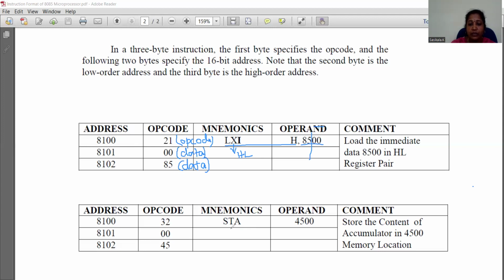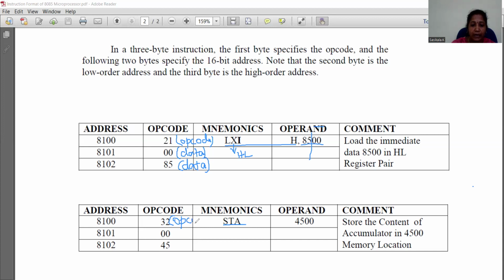Next comes another instruction, STA 4500. The meaning of STA is store the accumulator. Store the accumulator content in the memory location 4500. So here 4500 is the memory location, and the data in the A register is stored in 4500. If you refer to the opcode list of 8085, for STA, the opcode is given as 32.